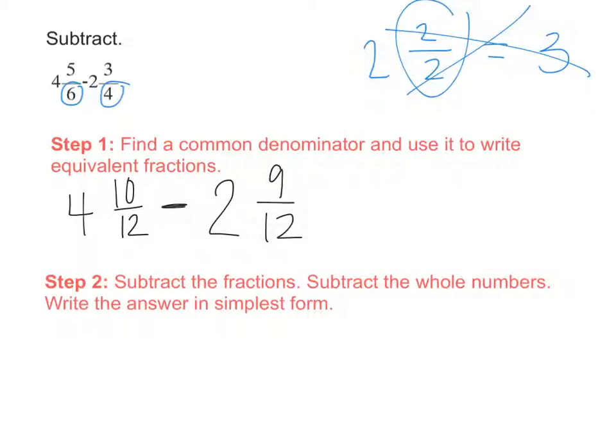Yes? Okay. Now I have equivalent fractions, and do they have a common denominator? They have a common denominator of 12. Now I'm ready to subtract. Now in step 2, it tells me to first subtract the fraction part, then subtract the whole number part. Okay? So let's do the fraction part first. If I have 10/12 and I take away 9 of those 12s, how many 12s do I have left? 1/12. Okay. Now let me subtract the whole number part. 4 minus 2 is 2. So my answer in simplest form, is it in simplest form right now? Yeah. So my answer is 2 1/12.